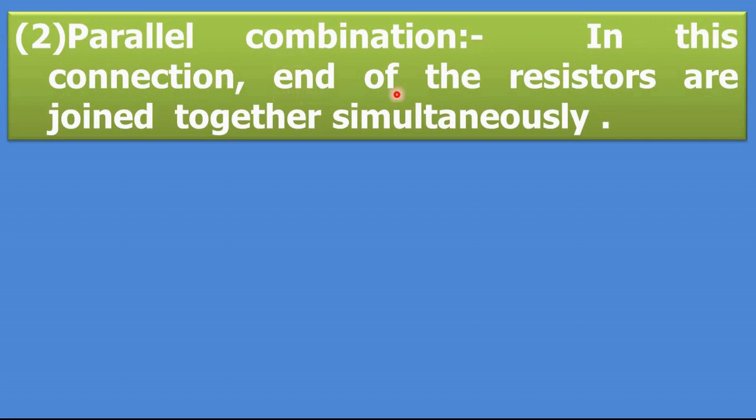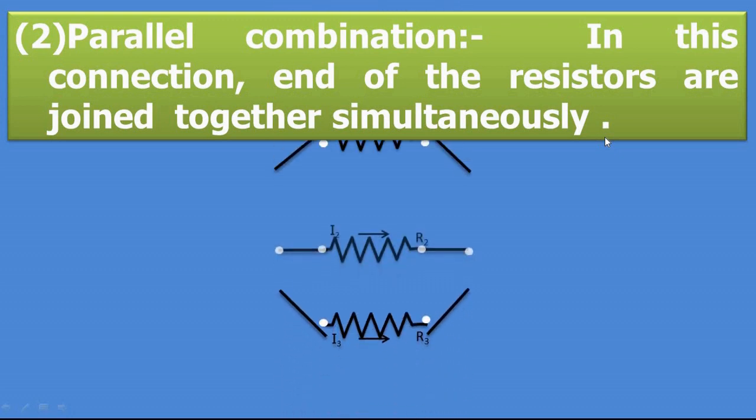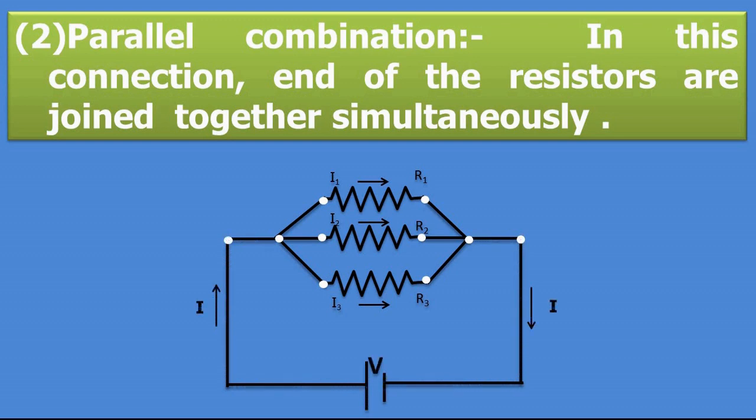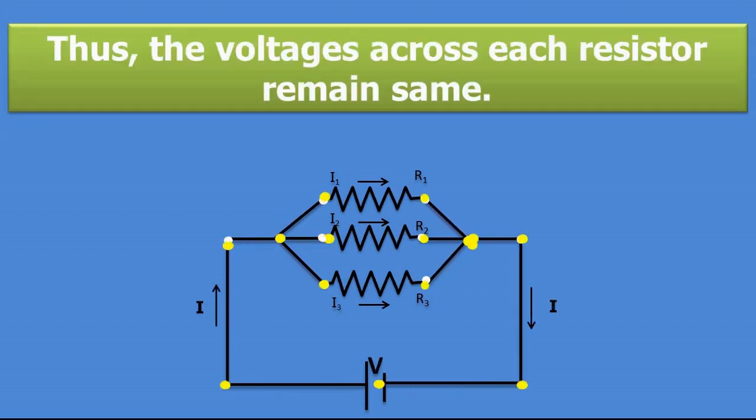In this connection, n resistors are joined together simultaneously like this, where R1, R2 and R3 are the individual resistances connected simultaneously together. Let us complete the circuit and switch it on. Thus the voltage across each resistor remains the same. That is, the voltages across R1, R2, R3 always remain the same.